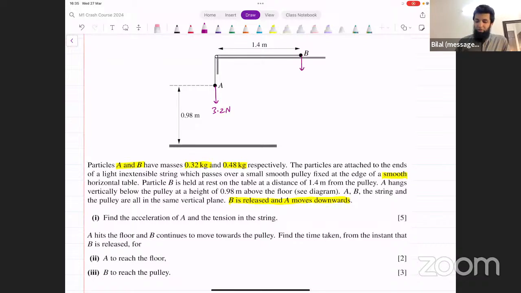Weight of B is 4.8 Newton. What other forces are acting on A? Tension. Away from A, that's in the upward direction. And that's it. On A, we don't have any other forces acting.